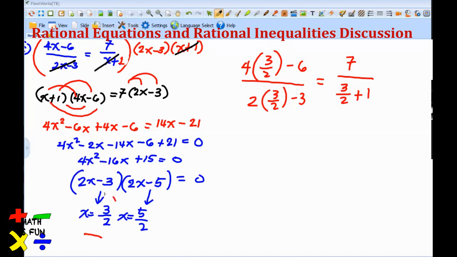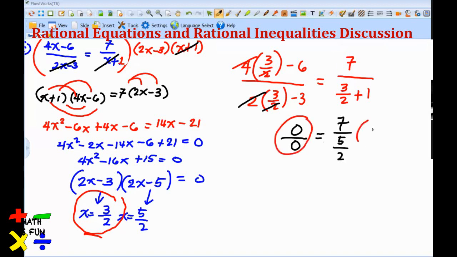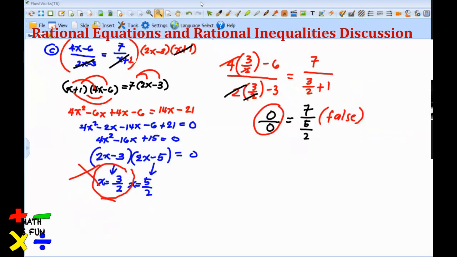For the first value, which is 3 halves. So this will become 4 divided by 2 will give you 2 times 3 is 6. 6 minus 6 is 0. And 2 times 3 halves minus 3 is 0. Here, 7 over 3 halves plus 1 will give you what? So that's 2 times 1 is 2. So it will be having 5 halves. So this is false, right? So this 0 over 0 is already a false statement, right? So we cannot consider this as a value. So let us go now to the value of 5 halves.